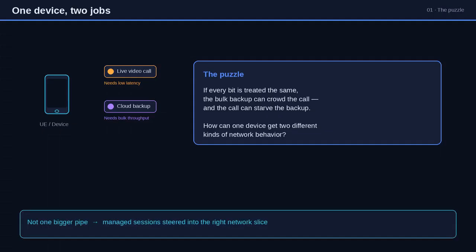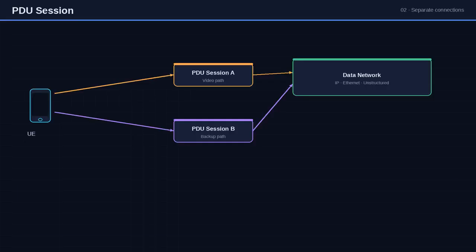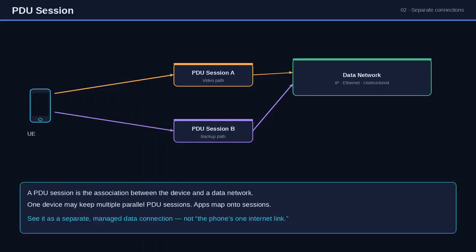The answer in fifth generation mobile networks is not one bigger pipe. It is a carefully managed session for each kind of connectivity, and a way to steer each session into the right network slice. Start with the simplest move: split the problem. Instead of one shared connection that everything fights over, the device can open separate managed connections. In 5G, each of those is called a PDU session.